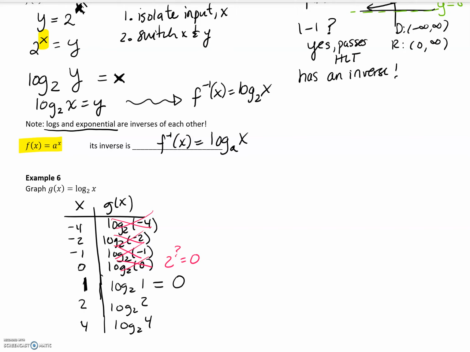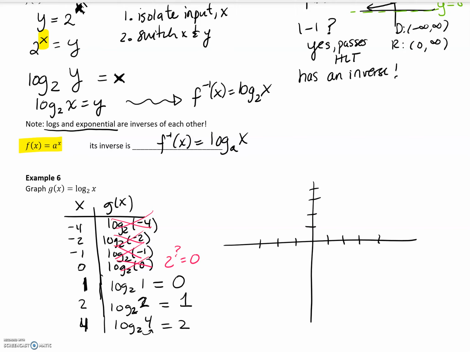Now log base 2 of 2. 2 to the what gives me 2 itself? The exponent would have to be 1. Log base 2 of 4, because I wanted to input a 4 for my x. 2 to the what gives me 4? It would have to be 2. So if I just go plot these guys, let's see if we get something that might mimic the inverse of the exponential function. So I have 1, 0, 2, 1, and I have 4 and 2.